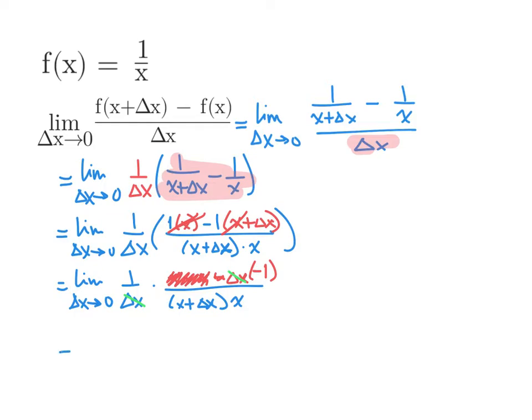So we are looking at the limit as delta x approaches 0. My first fraction is gone. In my second fraction, I have negative 1 over x plus delta x times x. And we're going to let all of the delta x's turn to 0. So that's only this term right here turns to 0. So we can now evaluate the limit. We'll be left with negative 1 in the numerator and x times x, or x squared, in the denominator.